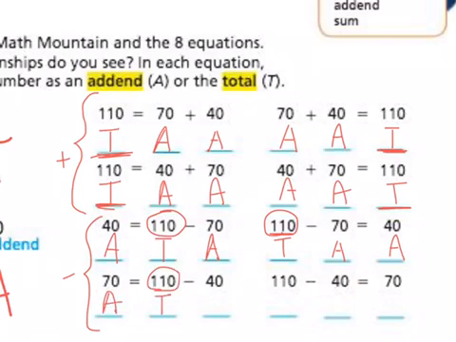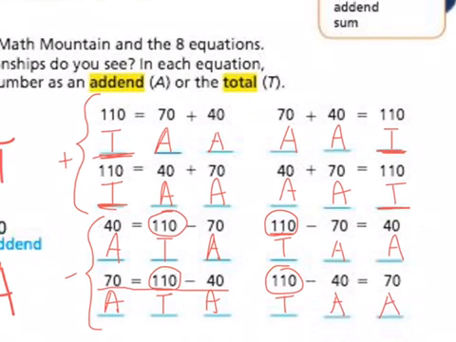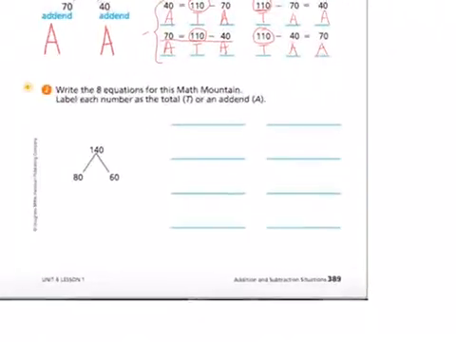Add-in, and you can read this one. 70 is 110 minus 40, or you can say 110 minus 40 equals 70. Notice the total is in position number 1. Okay, so that's how you do that particular one.